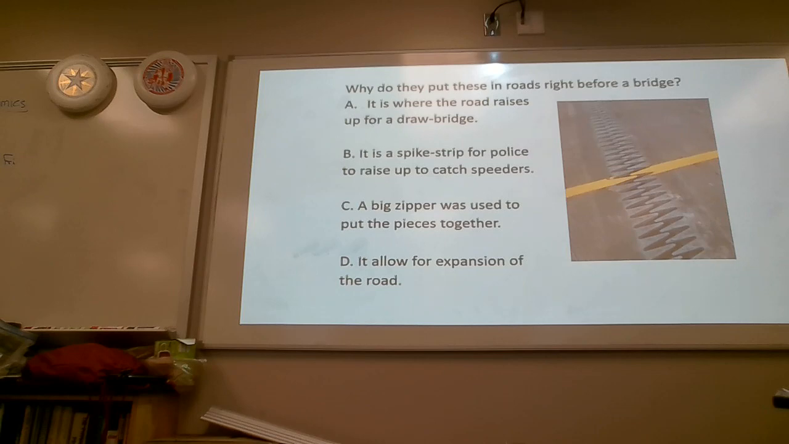So, considering this lesson is on expansion, probably not a zipper. So D is the correct answer.